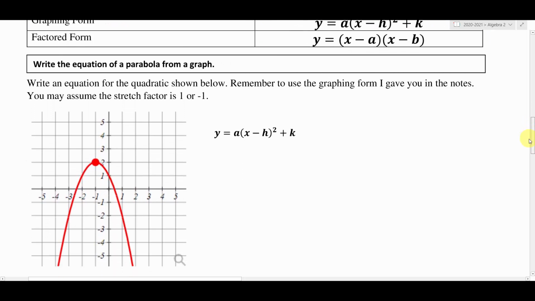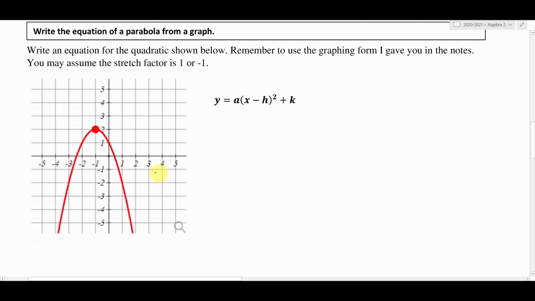So let's take a look at another scenario here. We've seen these quite frequently throughout the week, where I give you the graph of a parabola and I want you to write the equation of that parabola. The caveat is that we get to assume that the stretch factor is 1 or -1. So I give you your template, so your equation is always going to look like this, right? So the easiest way to write an equation for a parabola is to use the graphing form, because we can just pick out the information that we need from the graph.